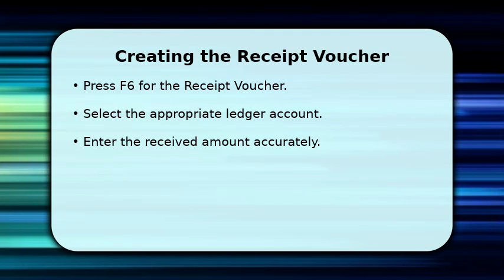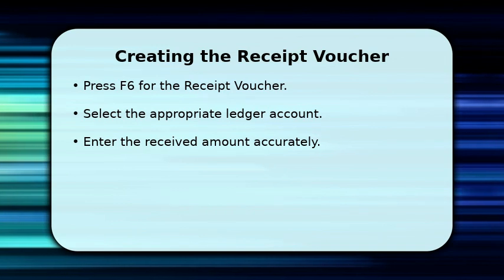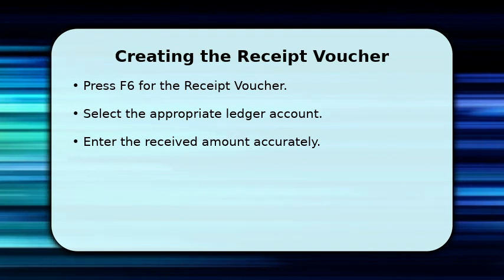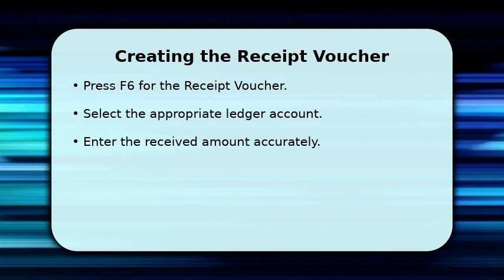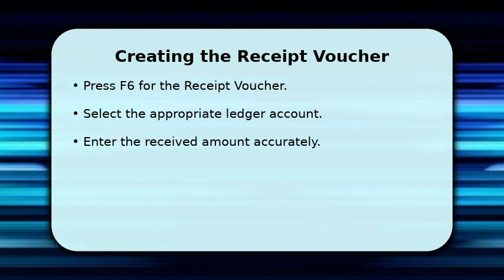Once in the Vouchers screen, press the F6 key to activate the receipt voucher. Next, you need to select the correct ledger account where the money is being received, such as cash or a specific bank account. Carefully enter the exact amount of money you have received. Double-check this figure to prevent any discrepancies in your records.